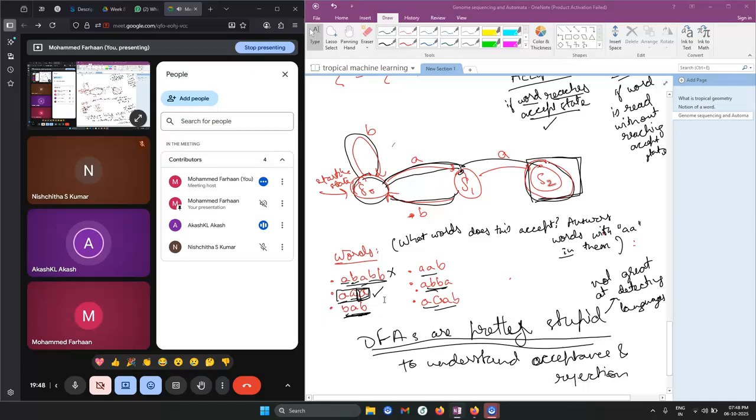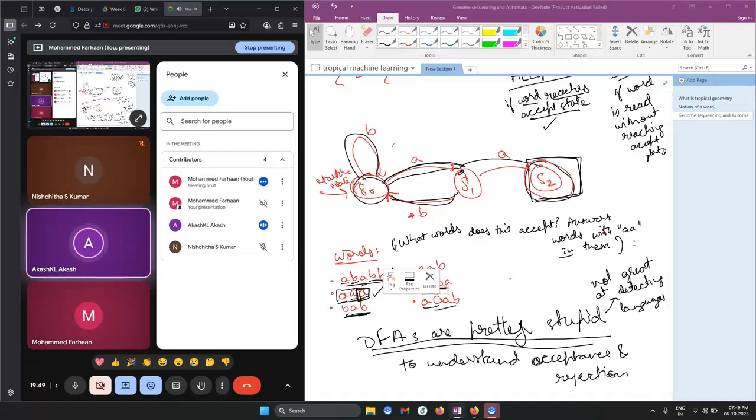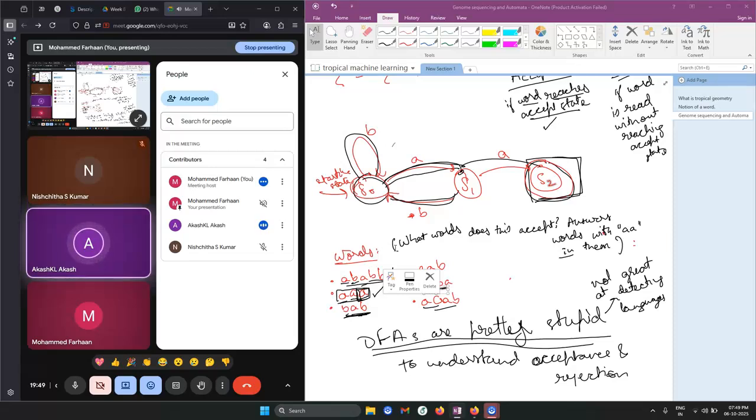But in case the string is infinite A's, should it be accepted or rejected? So that goes back to our original definition. You remember how we said that our words are finite sequences constructed from the letters? So we're not considering infinite sequences right now. Okay? But in the accepted state, if we draw a loop to the S2 state, A means it should be accepted.